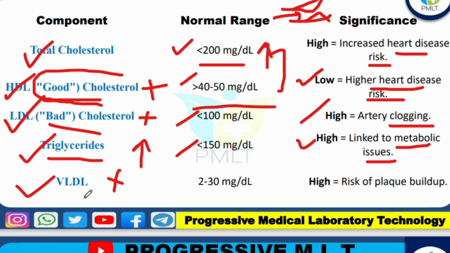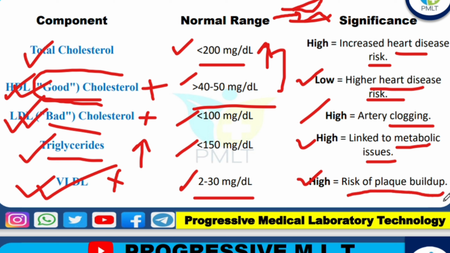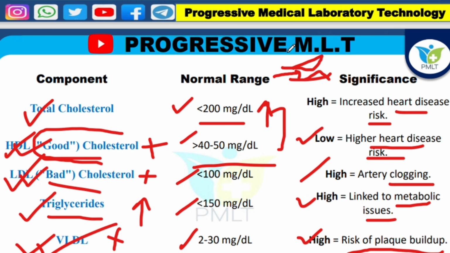Keep in mind that cholesterol is divided based on the concentration or density of lipoprotein. If it's high, then we say high density lipoprotein. If it's low, then we say low density lipoprotein. If it's too low, then it's called very low density lipoprotein. Understand? What is the normal range? That is 2 to 30 mg per dL. And if it's high, that is a risk of plaque buildup.